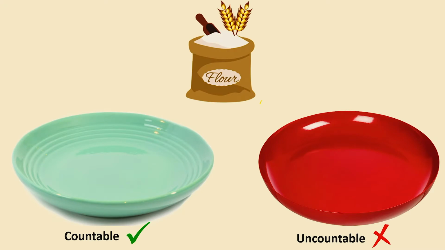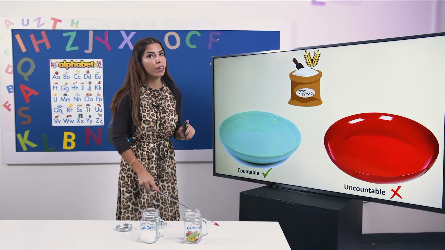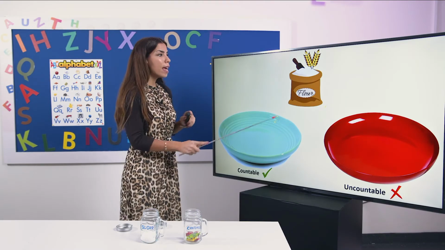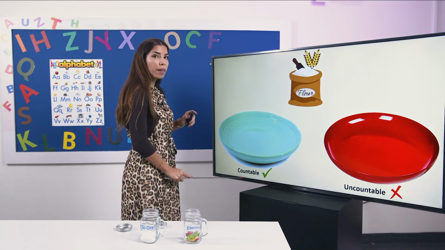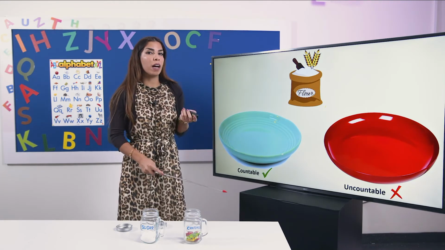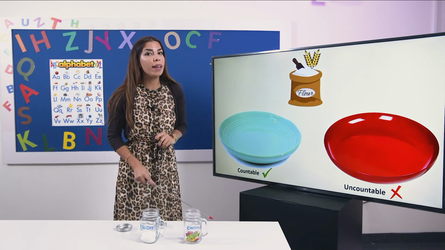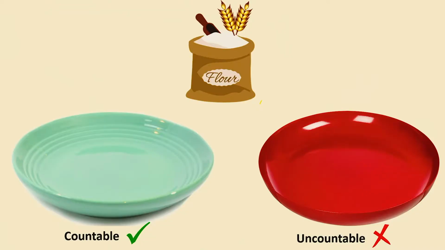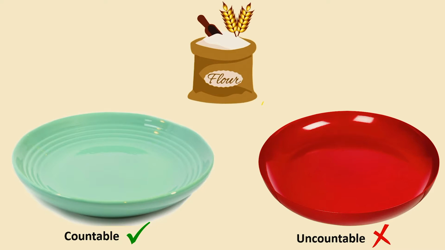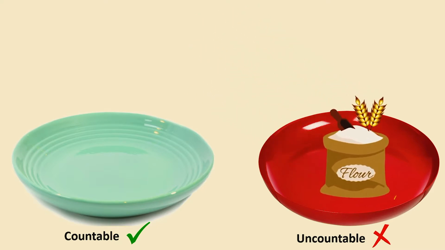Look at the first picture. In this picture, we have flower. Go ahead and tell me, is flower a countable noun or an uncountable noun? Think very well. Can we count the flower? Very good. We cannot count the flower. So, should I put it in the green plate or in the red plate? Yes, of course. Flower goes to the red plate because it's uncountable. Great job.